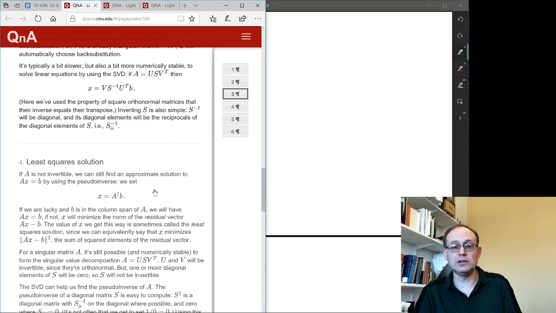You can also solve linear equations using the SVD. So if we factored A equals U S V transpose, then if you remember, the inverse of an orthonormal matrix is its transpose. And so we can efficiently and stably invert an orthonormal matrix. And then the inverse of a diagonal matrix, we just take 1 over each one of the diagonal elements. And so if AX equals B and A is U S V transpose, then X is V S inverse U transpose B.